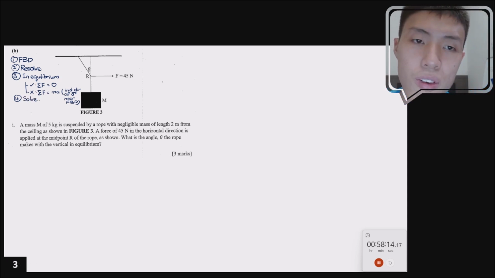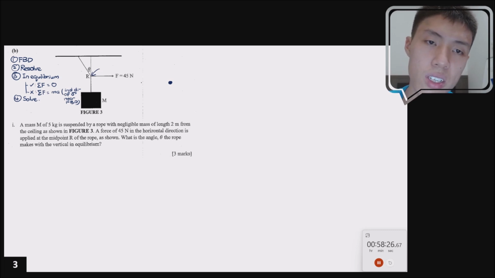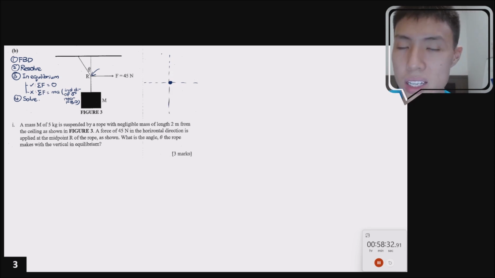First step, we sketch a free body diagram. First, use a dot here to represent the object of interest. I think for this case, we are very familiar already. Our object of interest will be this point over here. So this is our object of interest. Again, we sketch our axis based on the diagram. Then now we ask ourselves the 5 questions.